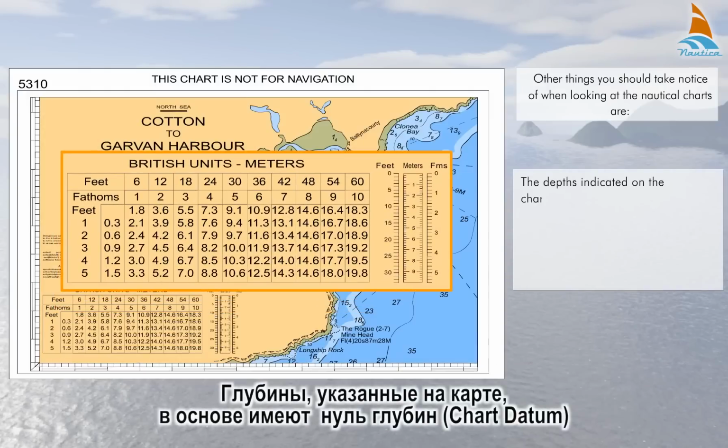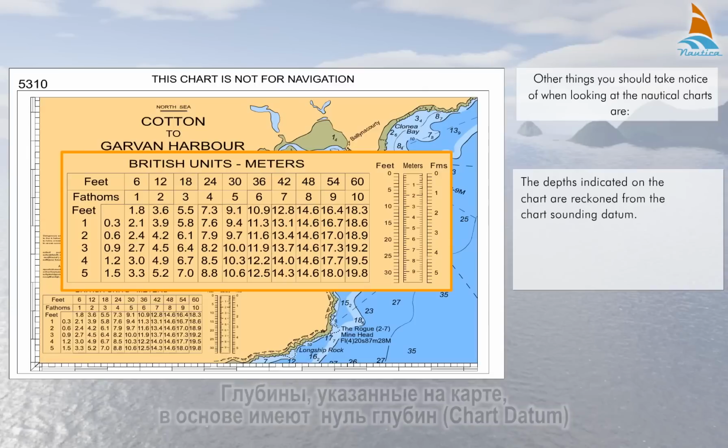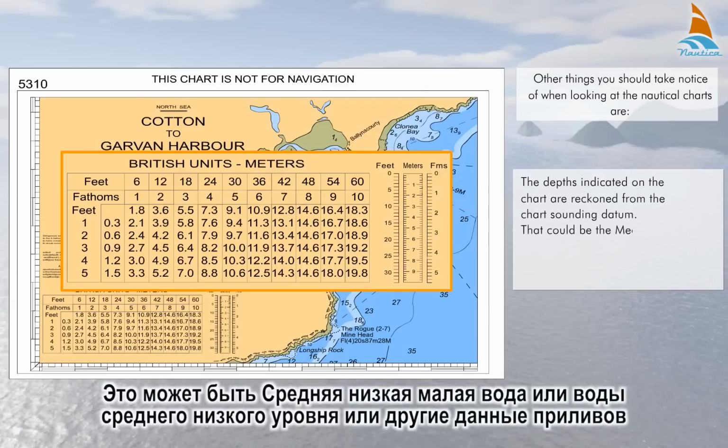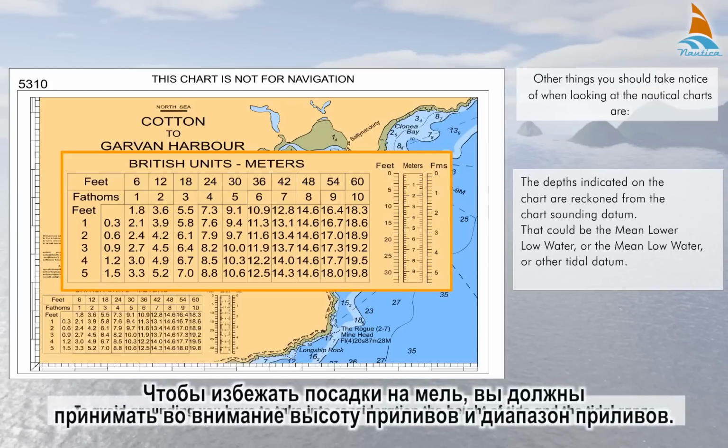The depths indicated on the chart are all based on chart datum. This could be the mean lower low water or the mean low water or other tidal datum. To avoid grounding, you have to take into consideration the height of tide and the tidal range.